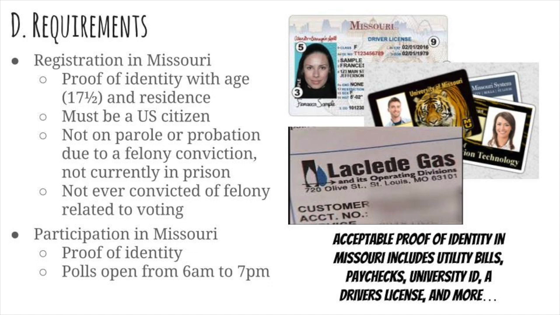In order to participate, you've got to be in line between 7 a.m. and 7 p.m. As long as you're in line, you can vote, even if it's at 9 o'clock at night, just stay in line. You also need proof of identity. It does not have to be photo ID, and there's an example of several of them listed for you.